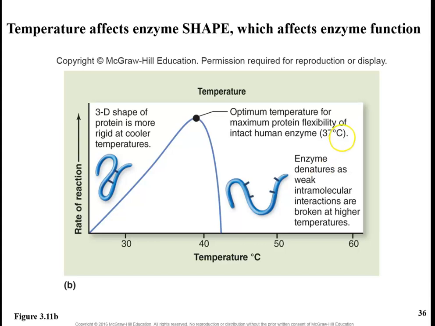Here you can see the effect of temperature on enzymes. So when it's cold, the 3D shape of protein is more rigid. But as temperature heats up, the 3D shape of protein becomes a little bit more flexible and it's easier for it to bind its substrate. But too hot, and the protein breaks apart, or the enzyme breaks apart. This is denaturing, and it's a permanent change to the structure of the protein in that it can no longer bind its intended substrate. So it no longer works.